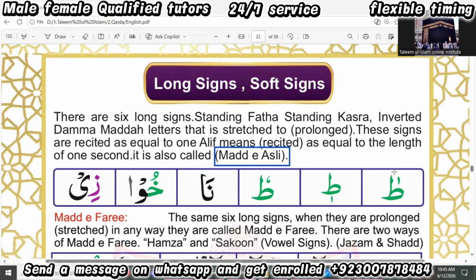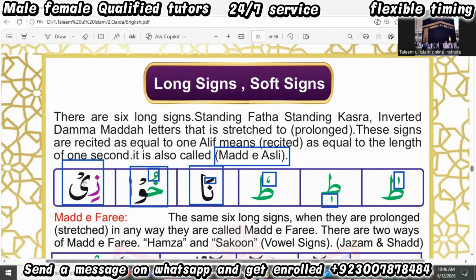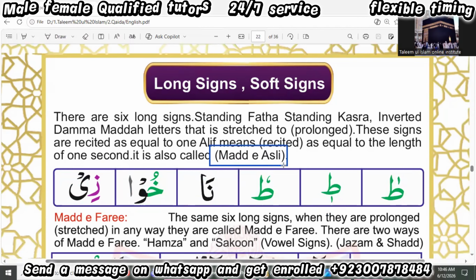So, six long signs. We all know them: standing fatha, standing kasra, inverted dhamma, alif madda. Alif madda is when there is a fatha before alif. Waw madda is when there is a dhamma before the silent waw. And ya madda is when there is a kasra before ya. So standing fatha, standing kasra, inverted dhamma, alif madda, waw madda, ya madda: these are called long signs, and we also call them madde asli.